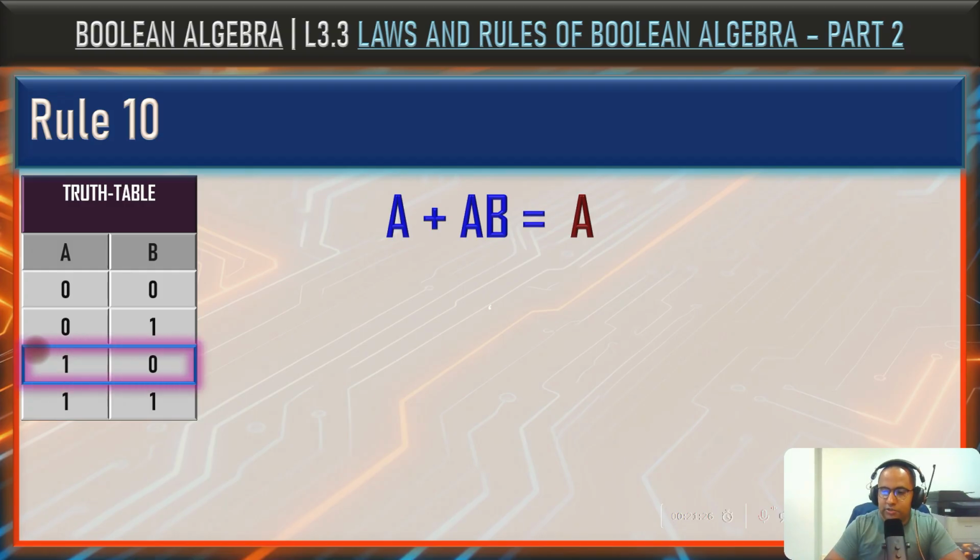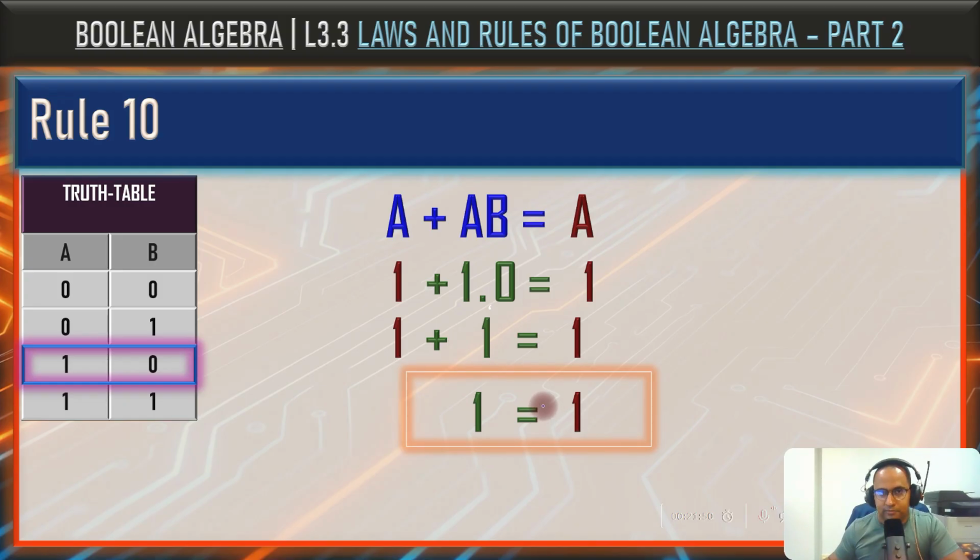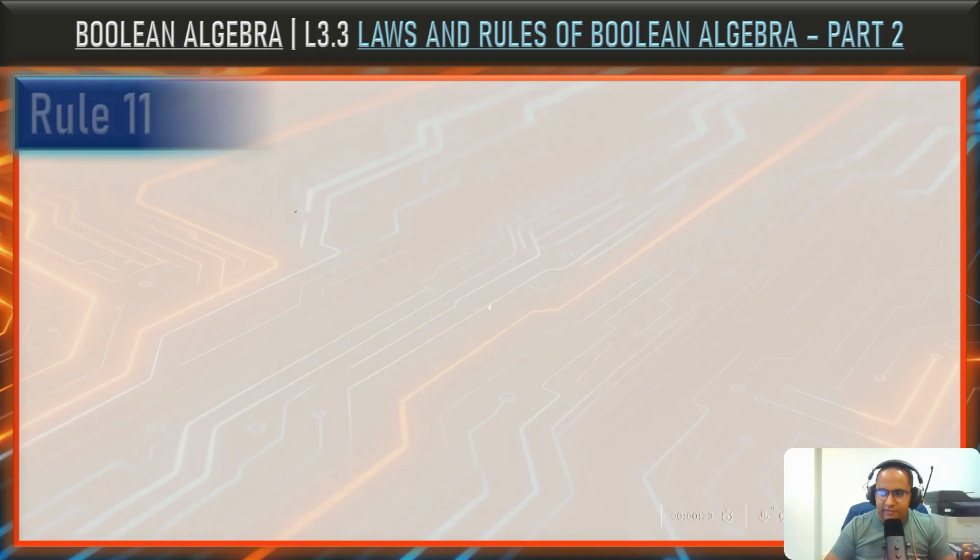Let's test 1 to the variable a and 0 to the variable b. Substituting this value to the expression, we get 1 plus 1 times b. So 1 times b equals 1 plus 1, and that equals 1. Again, the result matches the value of a, confirming the rule. Let's move on to Rule 11.